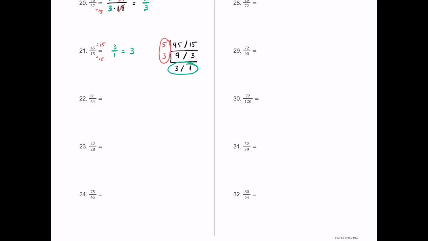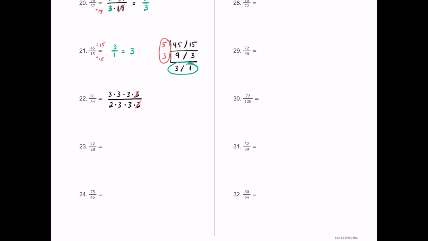For 22, let's go ahead and use prime factorizations. So I know 81 breaks into 9 times 9, but each of those 9s can break into 3s, right? So it's going to be 3 times 3 times 3 times 3. And for 54, I know that's going to be 9 times 6, and then 9 breaks into 3 and 3, and 6 breaks into 2 and 3. So 2 times 3 is 6, 3 times 3 is 9. So that's the prime factorization for 54.